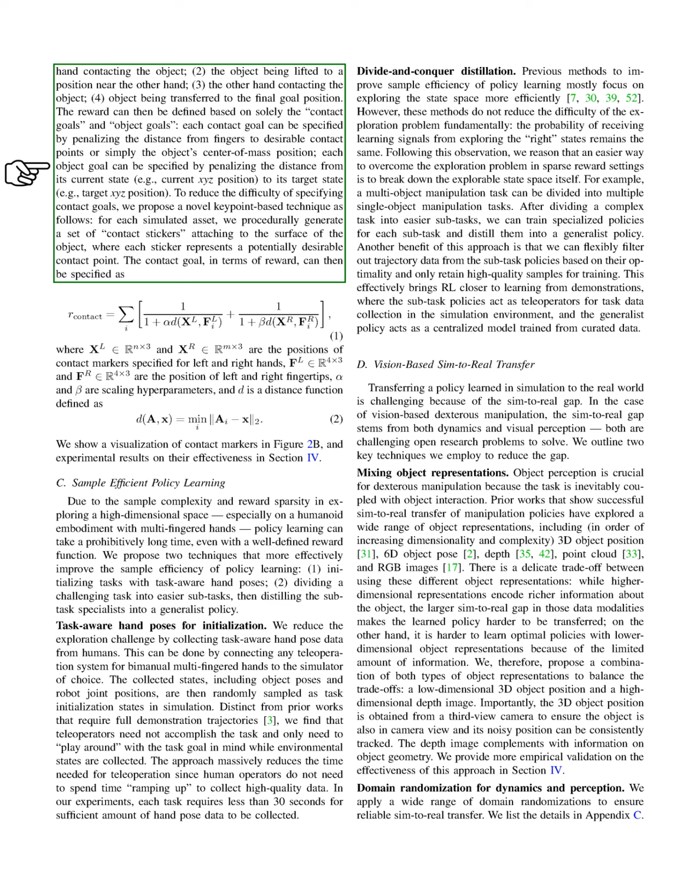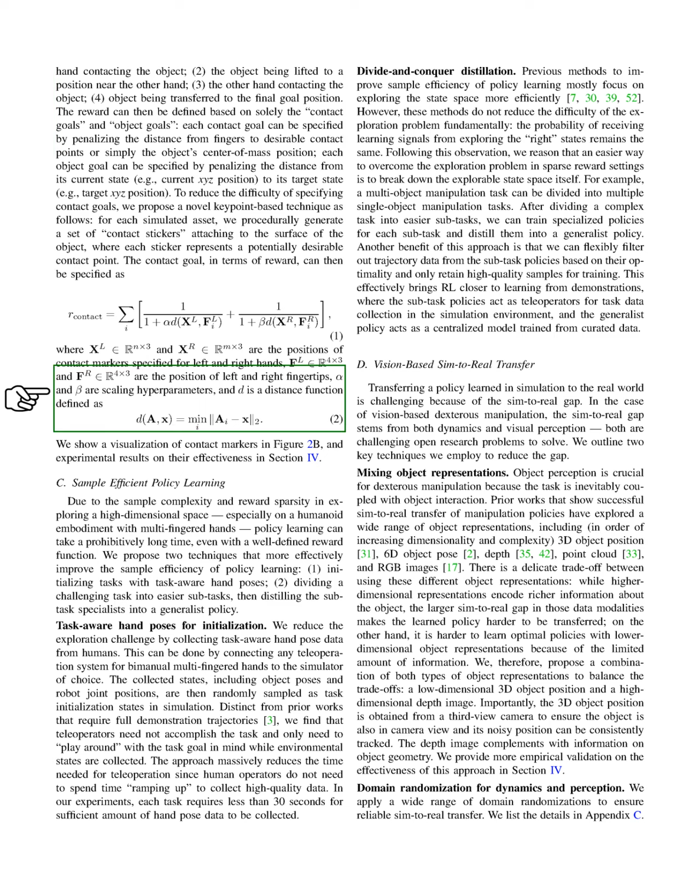Object goals can be defined by penalizing the distance from the object's current position to its target position. To simplify specifying contact goals, we introduce a keypoint-based technique where we generate contact stickers on the object's surface, representing potential contact points. We also address sample-efficient policy learning.